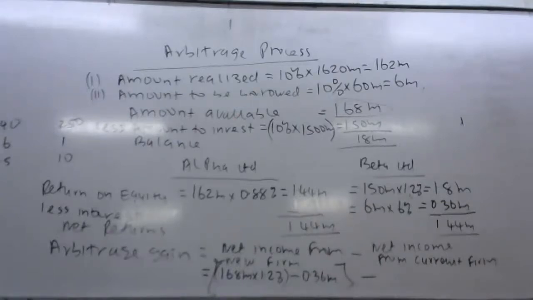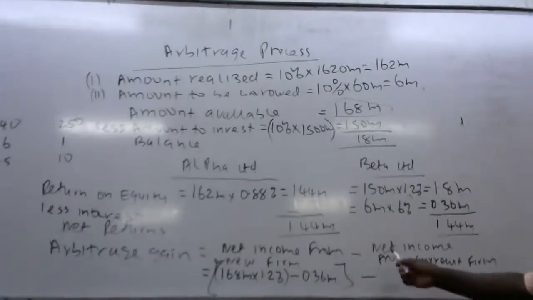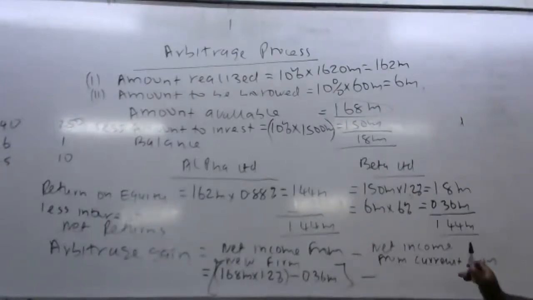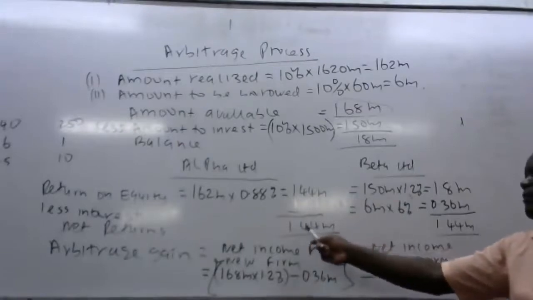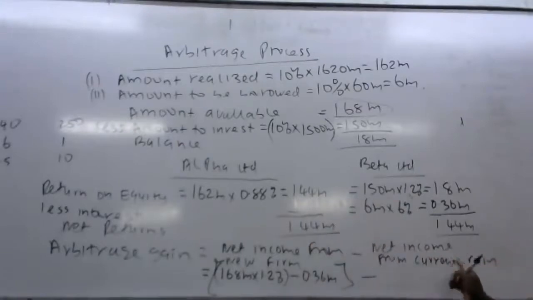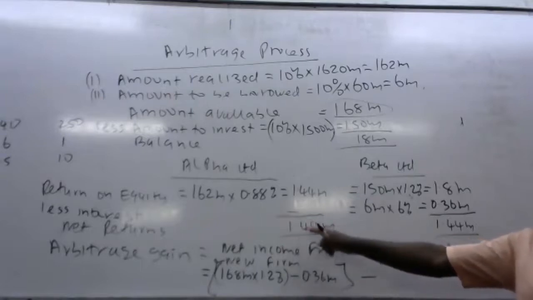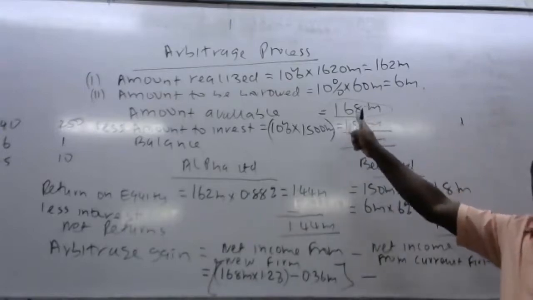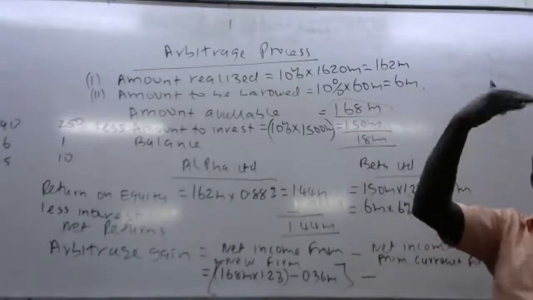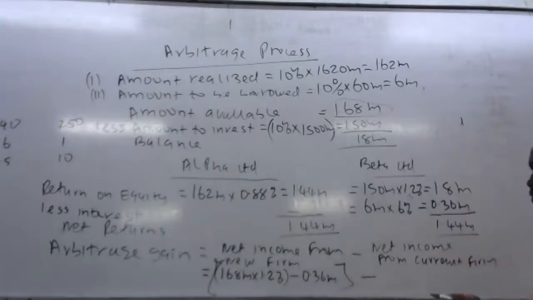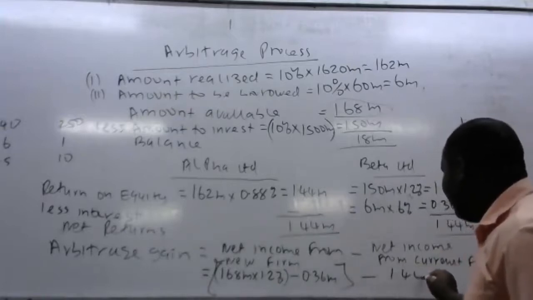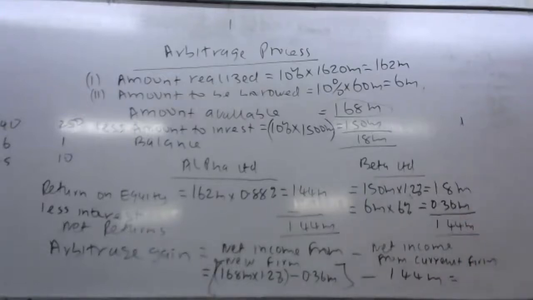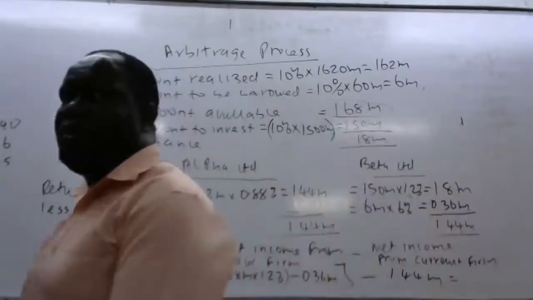We assume that he invested now the full amount. Then subtract the net income from the current firm. This one will just remain 1.44 million, for the current firm, which is just that amount. But for the new firm, we now give you the opportunity to invest the full amount. So you should not have the balance. So now assume you have invested the full amount. So that is now what will be the arbitrage gain.